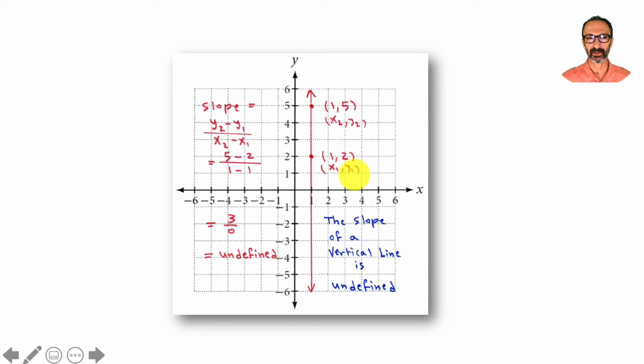For a vertical line, let's take 2 points, 1, 2, and 1, 5. This will be called x1, y1. This will be called x2, y2. We'll just do the math. y2 minus y1 will be 5 minus 2. x2 minus x1 will be 1 minus 1. And that simplifies to 3 over 0, which is undefined because we cannot divide by 0. So the slope of a vertical line is undefined.